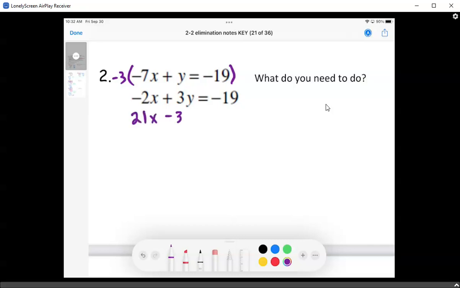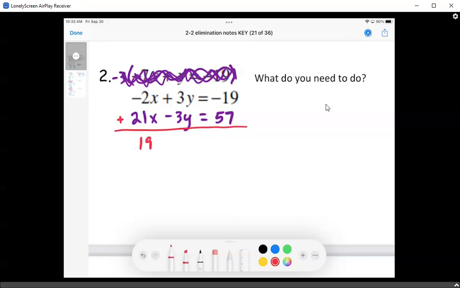It becomes -3y, which is what we need, right? We need opposites in there. And that's going to become positive 57. Okay, so after we've modified it, we're not using this top equation anymore. The reason I'm scratching it out is just so we don't get mixed up and start using it. We add our two equations. We've got 19x, and those y's get eliminated. That is going to be equal to 38. If 19x equals 38, that means x is 2.